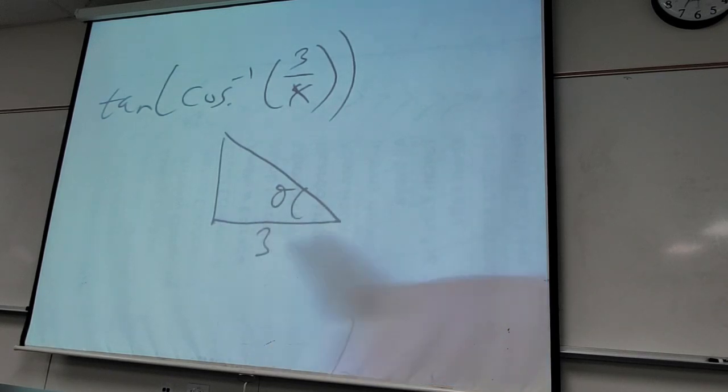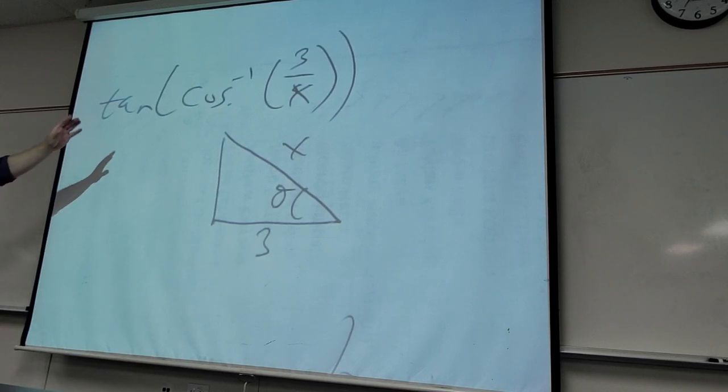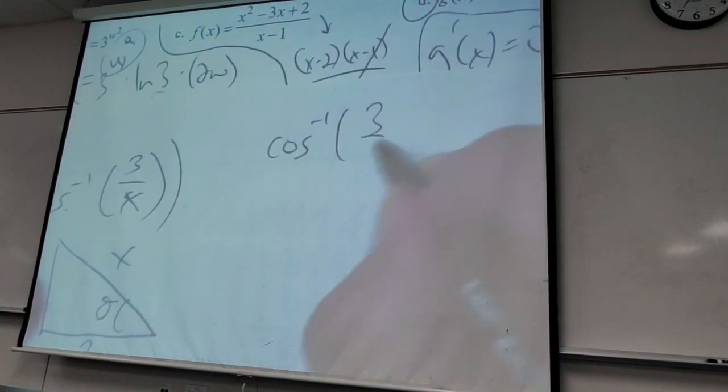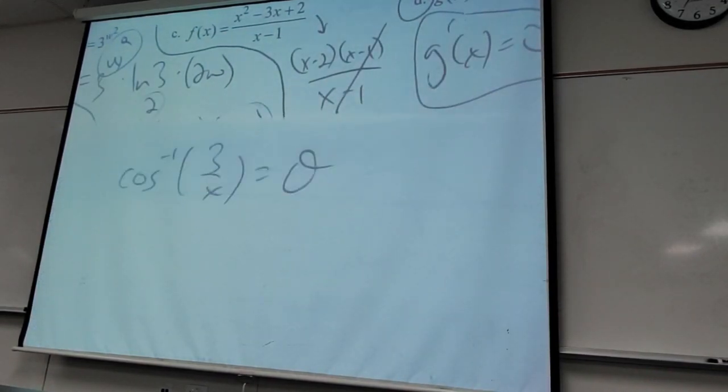Sure, the adjacent. And where's x? Hypotenuse, right? Isn't cosine the x piece over the hypotenuse? Okay, I like it. So, just to really make sure you understand, it's cosine inverse of 3 over x equals an angle. Yes? We talked about that a minute ago.